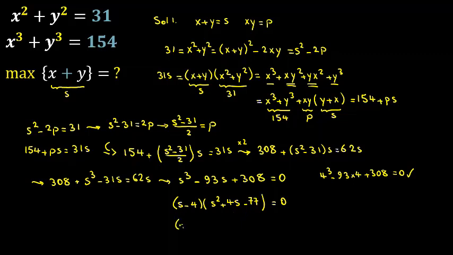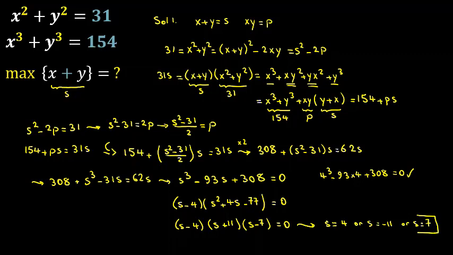Now it's easier to factorize. The sum of the two numbers equals plus 4, and their product is negative 77. So plus or minus 7 and 11. Because the sum is 4, we consider plus 11 and minus 7. So we can conclude that s is 4, or s is negative 11, or s is 7. The problem says find the maximum s, so the maximum is 7. So the answer to this problem is 7.